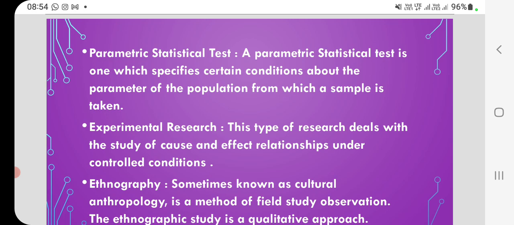The very first term is parametric statistical test. A parametric statistical test is one which specifies certain conditions about the parameters of the population from which a sample is taken. Then is experimental research. This type of research deals with the study of cause and effect relationship under controlled conditions. As we all know, the term controlled conditions is used, therefore this experimental research takes place in laboratory situations.